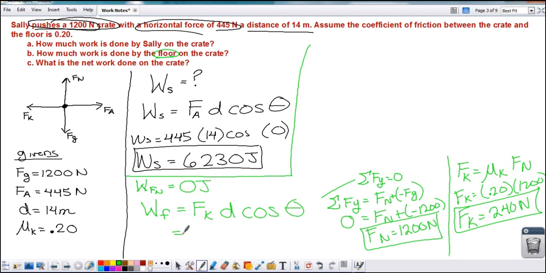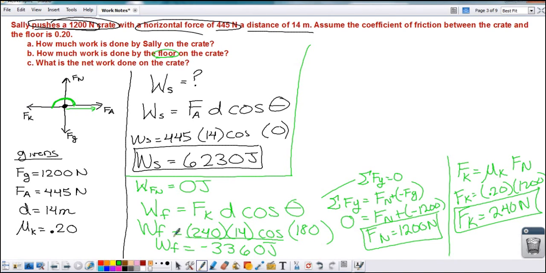Substitute that back in over here. Substitute our distance in, it's still 14 meters. The cosine of the angle. This is the angle between the direction the crate moves. The crate is going to go to the right. And the force. Well, this angle is 180 degrees. So the work that the floor does is equal to negative 3,360 joules.